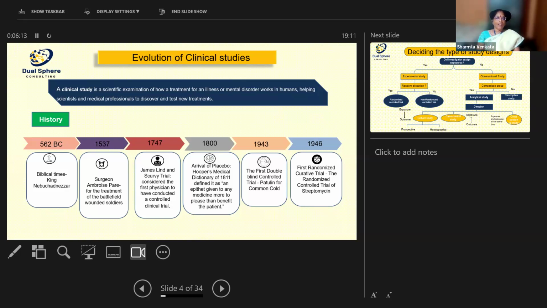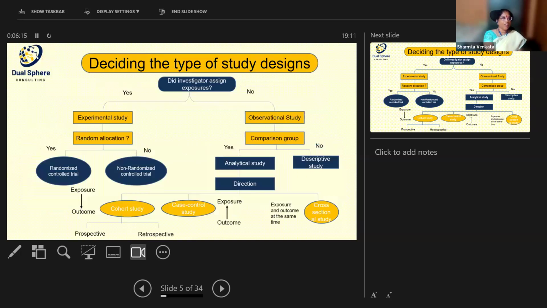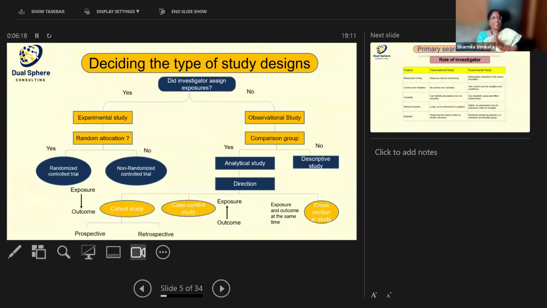So let's classify study designs. Here the critical question in this slide is: did the investigator assign the exposure? If yes, then it's an experimental study. The researcher controls who gets what, like in an RCT. If no, then it's an observational study. Here researchers watch what happens naturally.